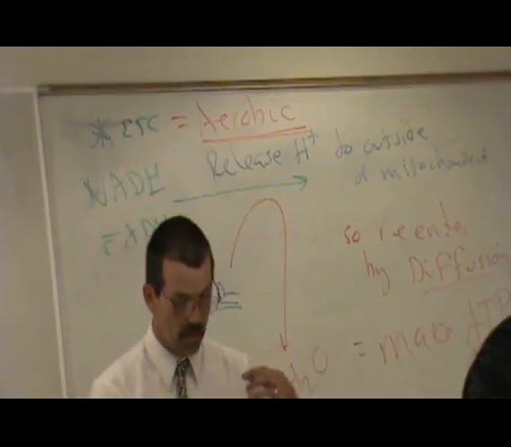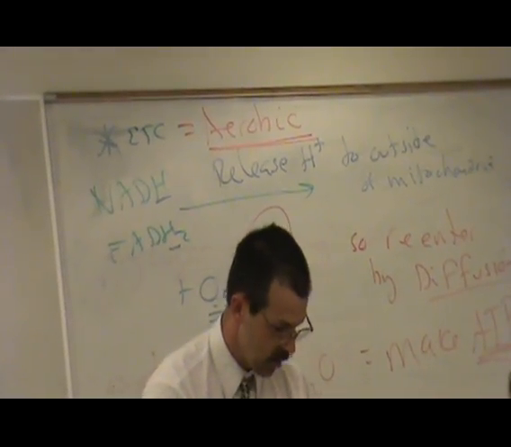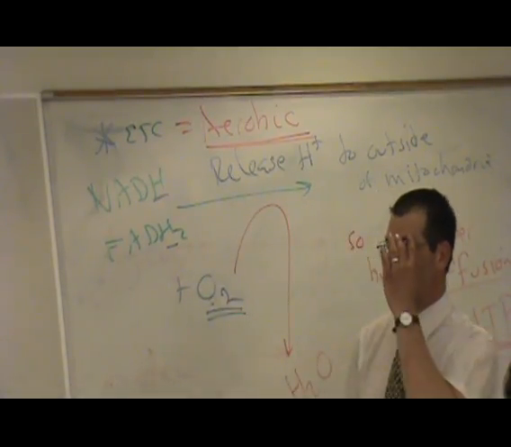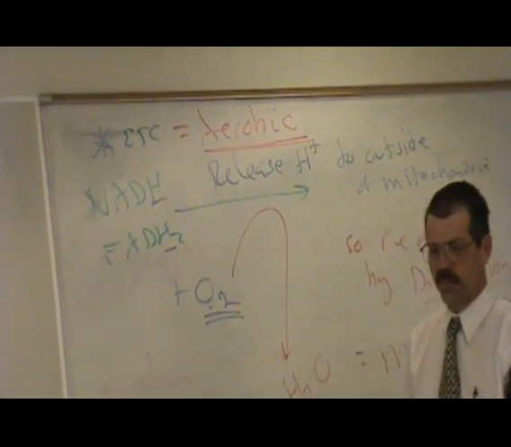So glycolysis and the acetyl-CoA is anaerobic? Glycolysis is considered anaerobic. The Krebs cycle is one that they don't actually label, because it does a couple different things.